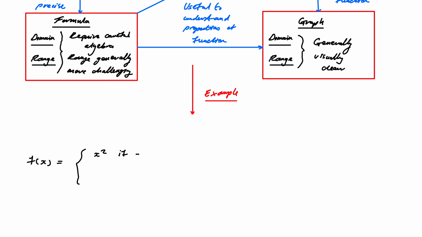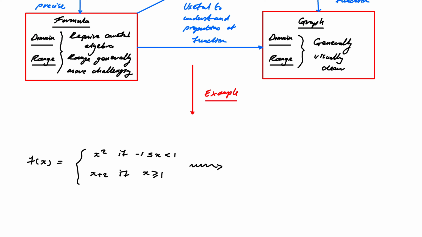x is between -1 and 1, and strictly less than 1. And it'll be x plus 2 if x is greater than or equal to 1. So if I take the time to graph this, what does it look like?